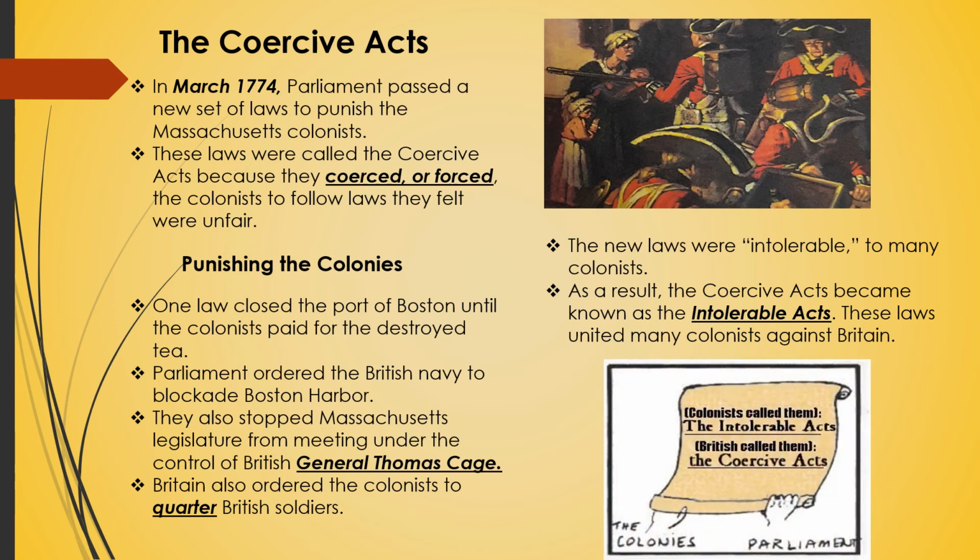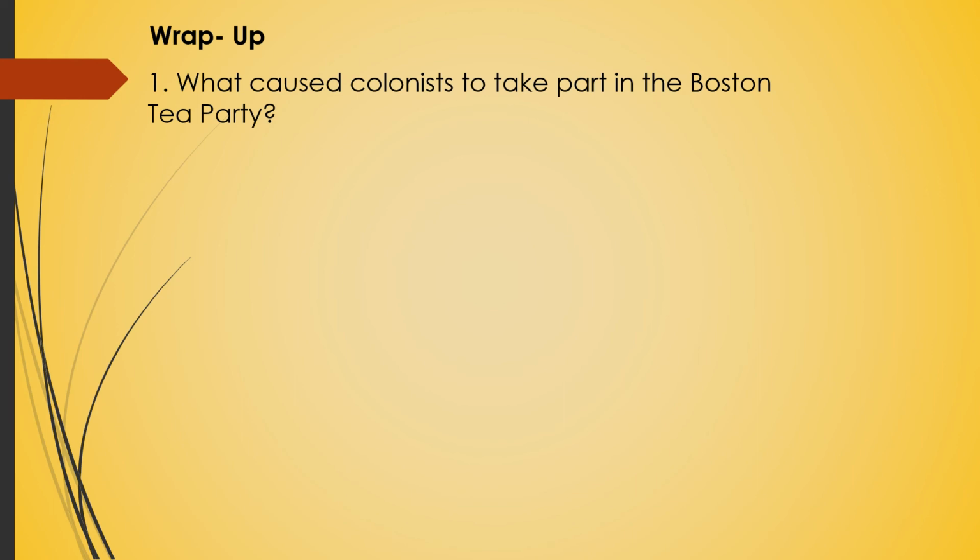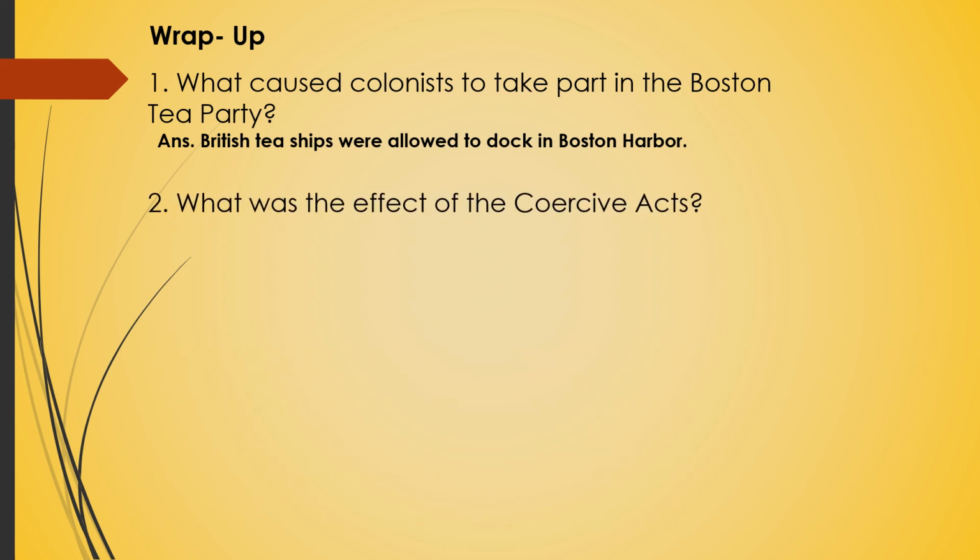Look at this illustration here. The colonists called them the Intolerable Acts and the British called them the Coercive Acts. Before we end this lesson, let's wrap up by answering these two questions. Number 1, what caused colonists to take part in the Boston Tea Party? The answer: British tea ships were allowed to dock in Boston Harbor. And number 2, what was the effect of the Coercive Acts? The answer: they united many colonists against Britain.